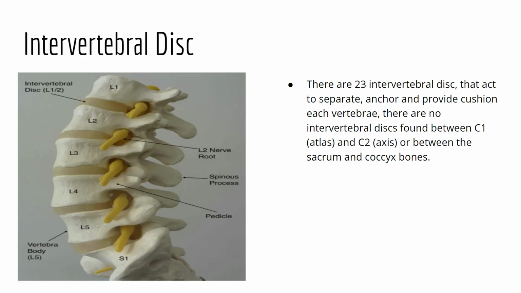Intervertebral disc. There are 23 intervertebral discs that act to separate, anchor, and provide cushion to each vertebrae. There are no intervertebral discs found between C1, the atlas, and C2, the axis, or between the sacrum and coccyx bones.